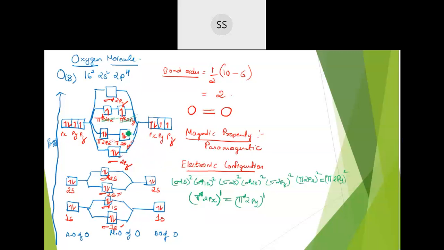Yes, if it is present in the antibonding also, it will be paramagnetic. On the whole, you should get unpaired electrons present in the molecular orbital, whether it is bonding or it can be in the antibonding. If you get unpaired electrons present, that means it is paramagnetic in nature.